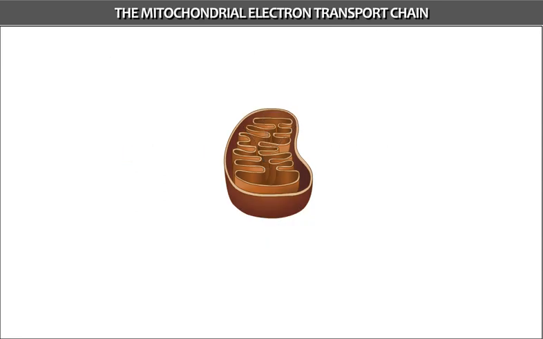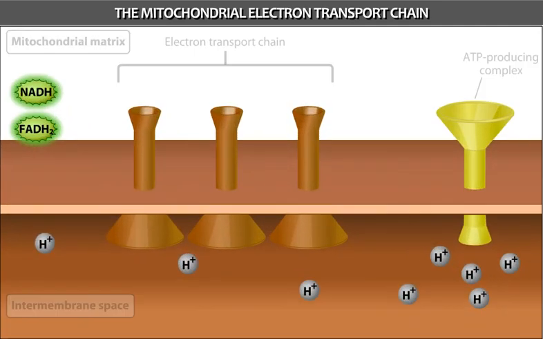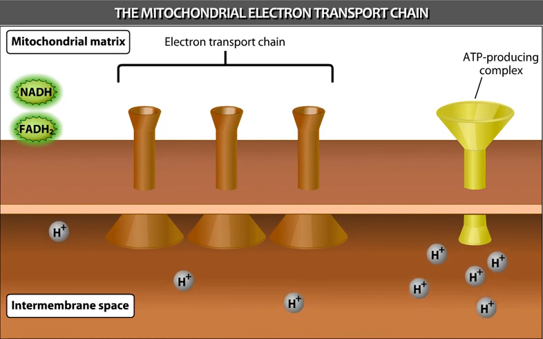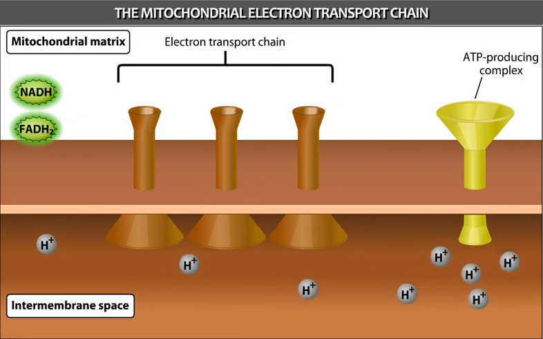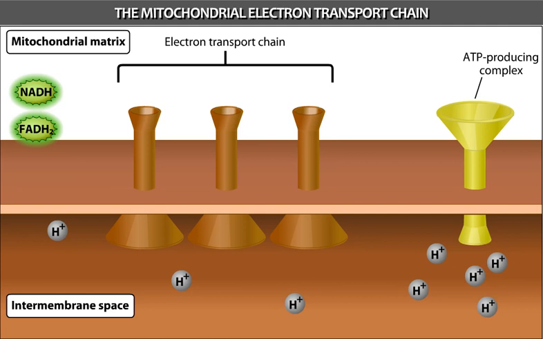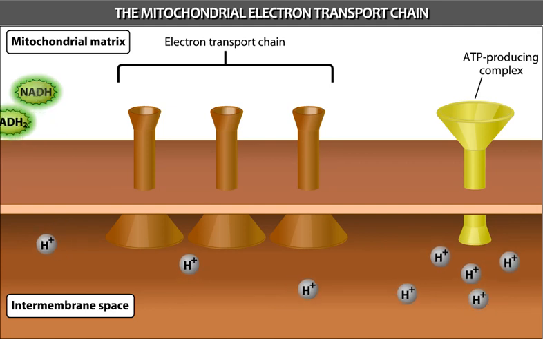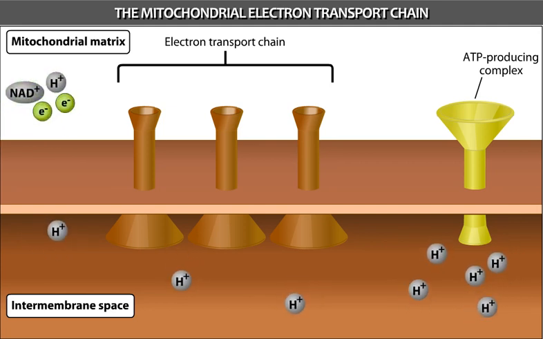The mitochondrion has two membranes, an outer membrane and an inner membrane, and is essentially a bag within a bag. The proteins of the electron transport chain reside in the inner membrane. Both NADH and FADH2 donate electrons to the chain. We will use NADH as an example.